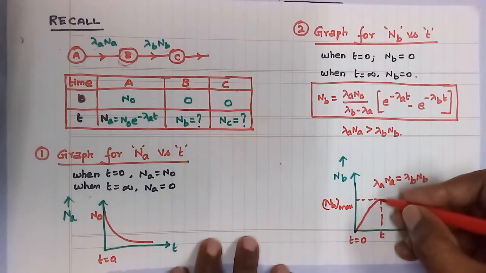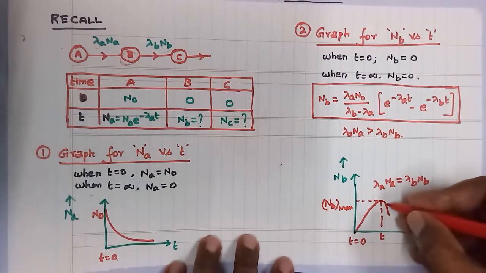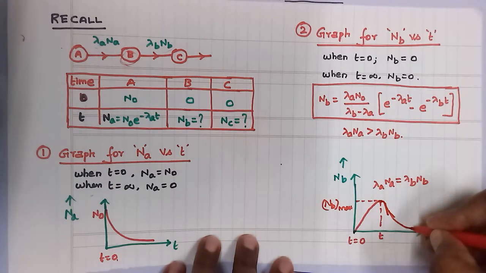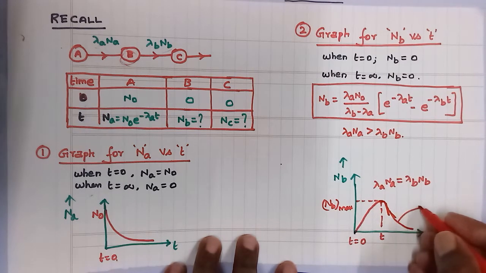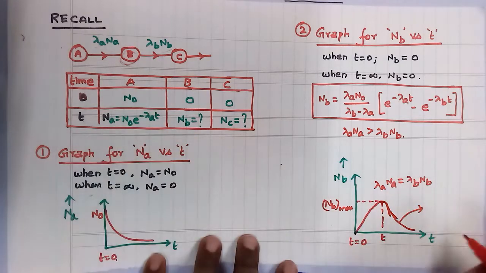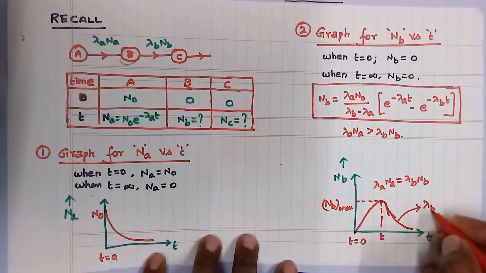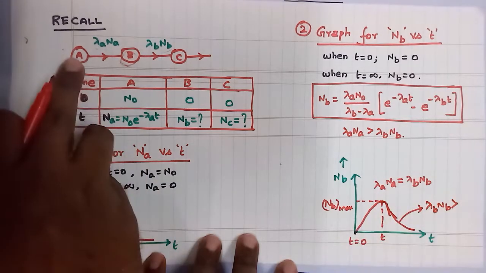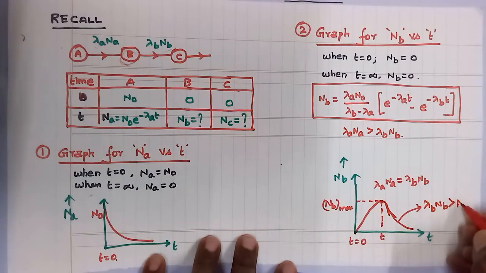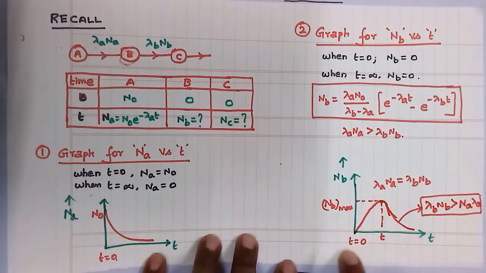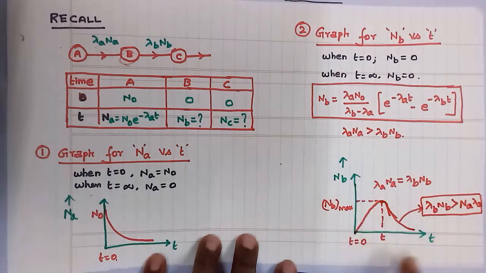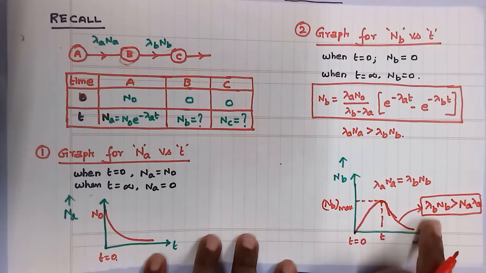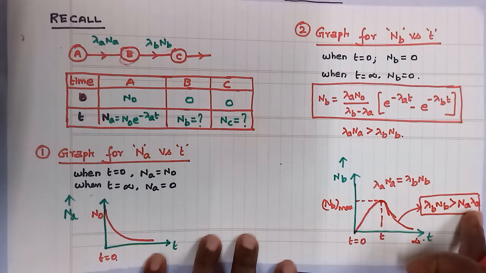So this nuclei B will disintegrate like this, and it will reach 0 when time reaches infinity. This curve says that the activity of B, that is lambda B NB, is greater than the activity of A, lambda A NA. So from 0 to T, the activity of A is greater than the activity of B. From T to infinity, the activity of B is greater than the activity of A.